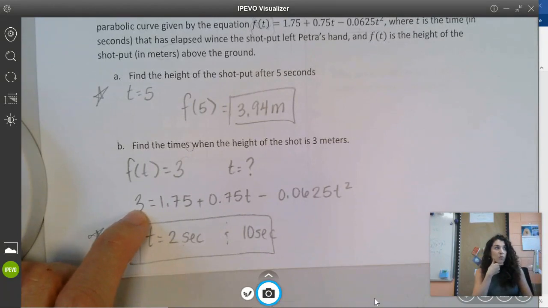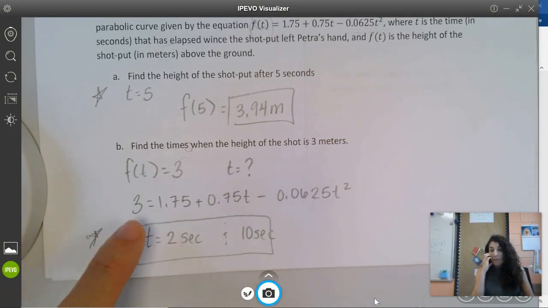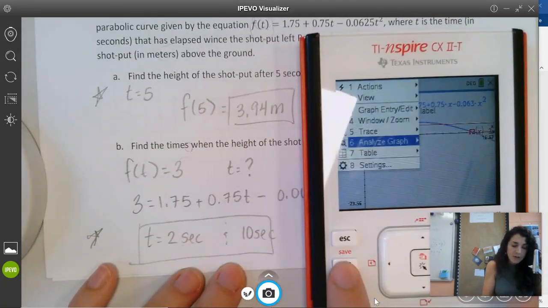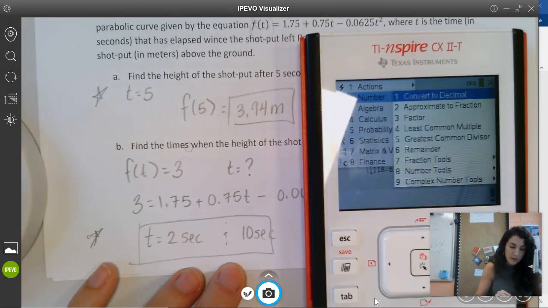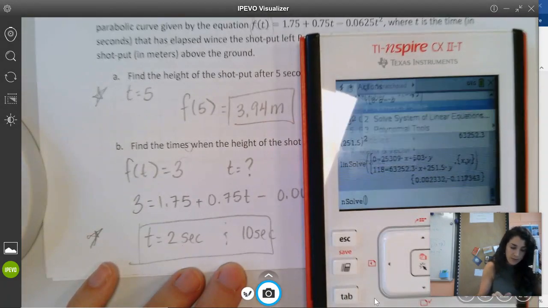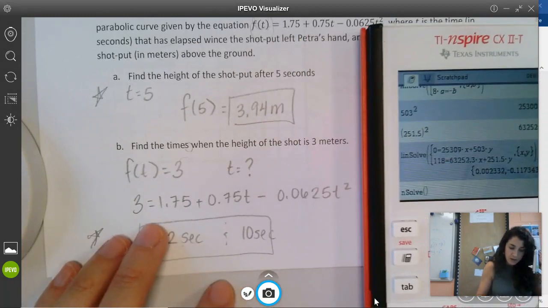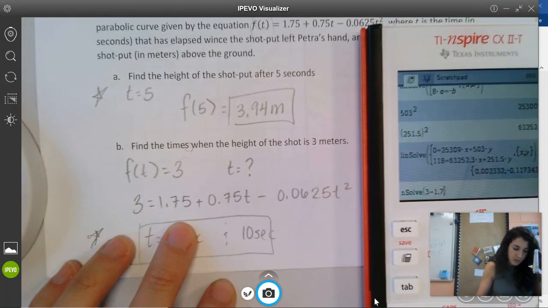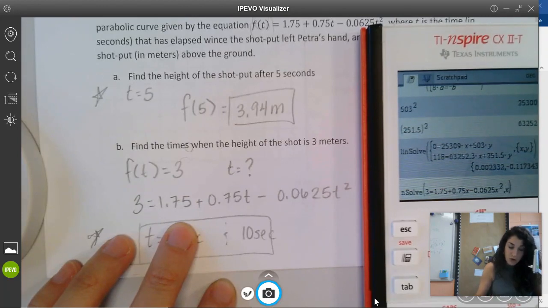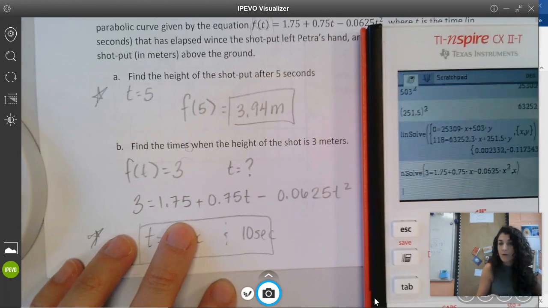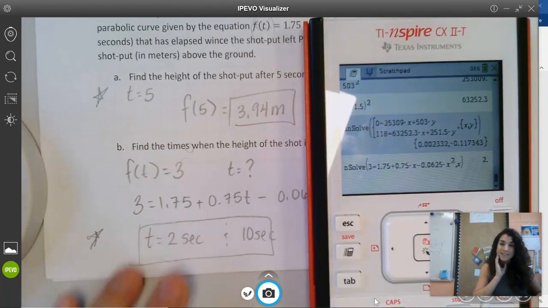I wonder if some of you went to go do numerical solve. Numerical solve will only give you, actually, I'm not sure. Let's go look. I was just about to say that numerical solve will only give you one answer, but let's see what happens. 3 equals. Remember to do comma and the variable you're trying to solve for. And all it tells us is 2.